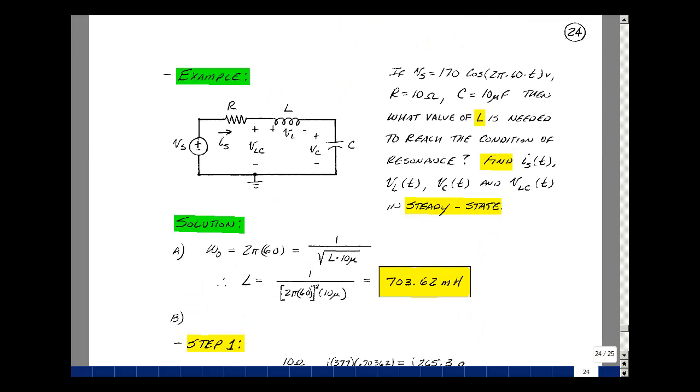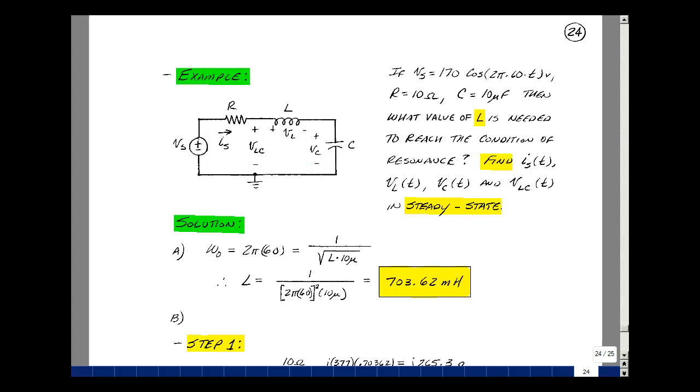Series resonance has some interesting properties. Let me do an example. Suppose I take the wall outlet, which is about 170 volts at 60 hertz, so my voltage will be 170 times the cosine of 2 pi 60 times t. I have a resistance here of 10 ohms and a capacitance of 10 microfarads. What value of inductance would bring this circuit to resonance? Then, finding that value, can you solve for the current i sub S, v sub L, v sub C, and the voltage across the series combination v sub LC as a function of time in steady state?